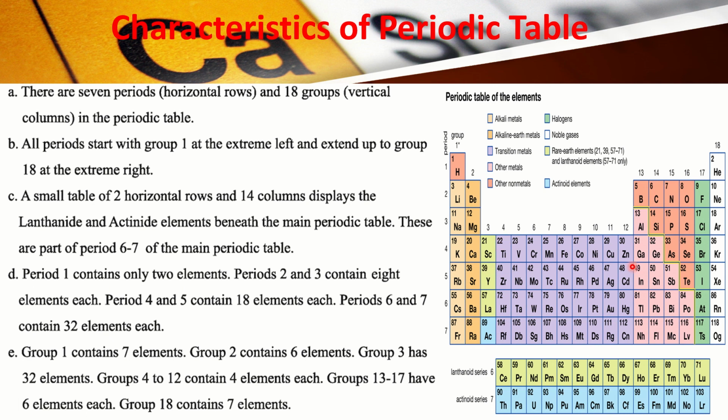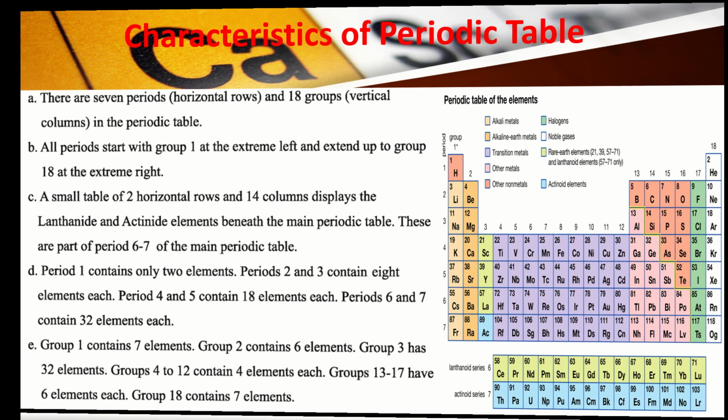From group 4 to 12, there are only 4 elements. But group 13 to 17 have 6 elements and group 18 also has 7 elements. These are the characteristics of the periodic table.